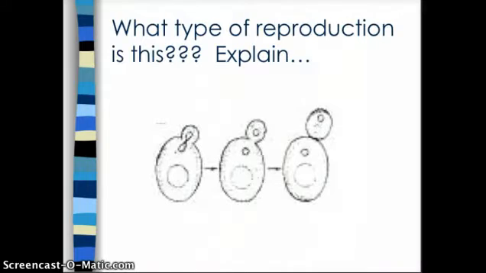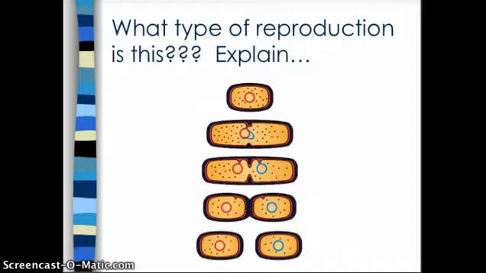And in this diagram, asexual, and does anyone know what this is called? This one is called budding. Notice how it's an unequal division. That's how we know that it's budding. And what type of reproduction is shown here? This is binary fission, which is a type of asexual reproduction. We know it's binary fission because it's an even division.